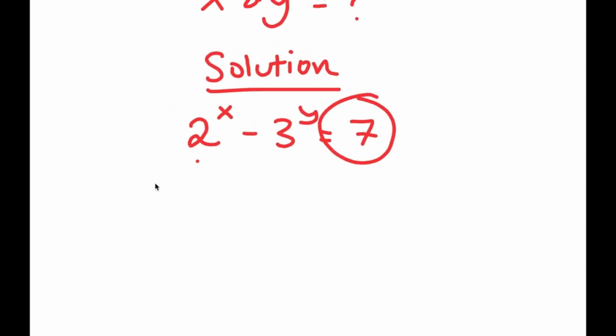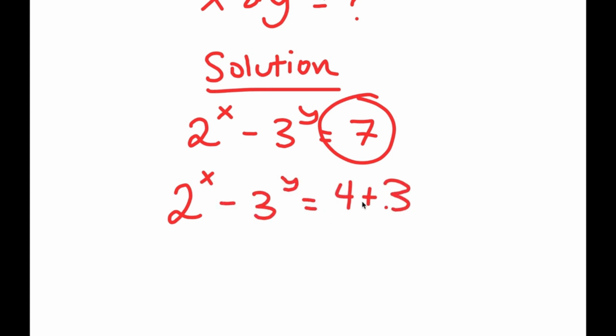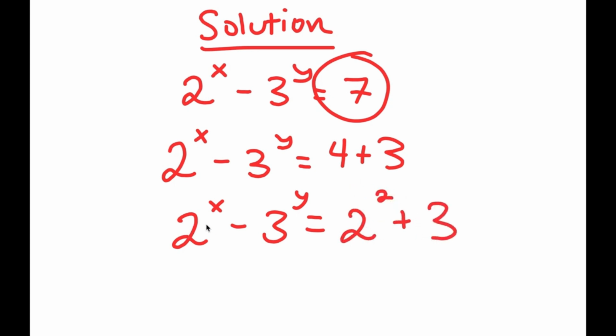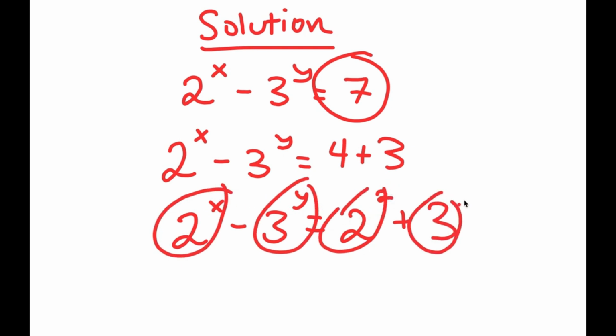I'm going to rewrite 7 as 4 plus 3. So now I have 2 to the power of x minus 3 to the power of y is equal to 4 plus 3. And the reason I did this was because 4 is the same thing as 2 squared. So now I get 2 squared plus 3. And notice how I have something in the form 2 to the power of number minus 3 to the power of number is equal to 2 to the power of number, and I also have 3 to the power of 1.